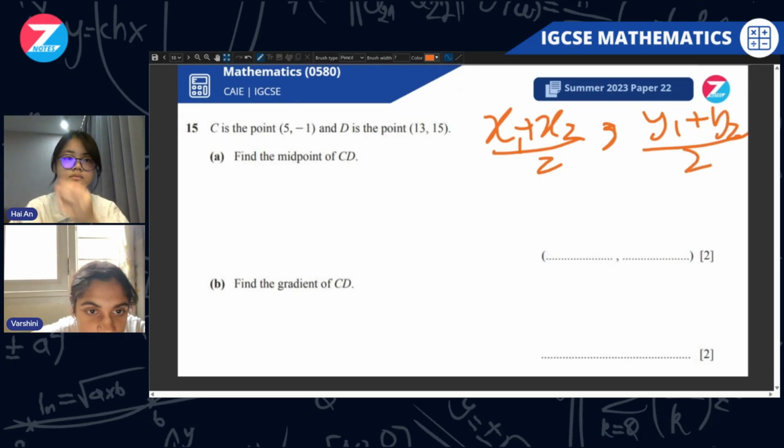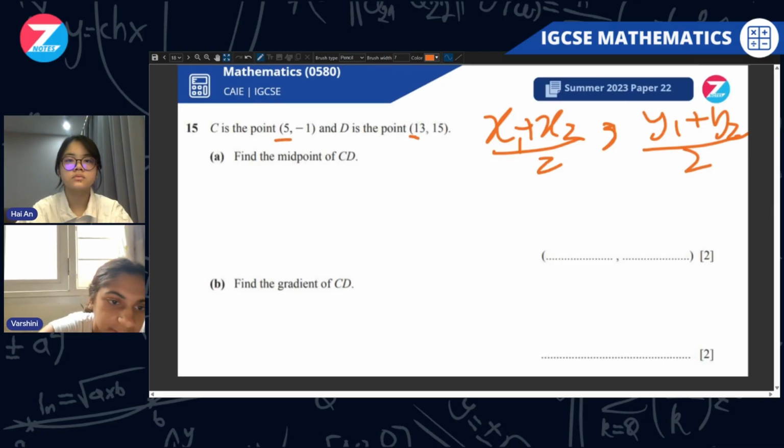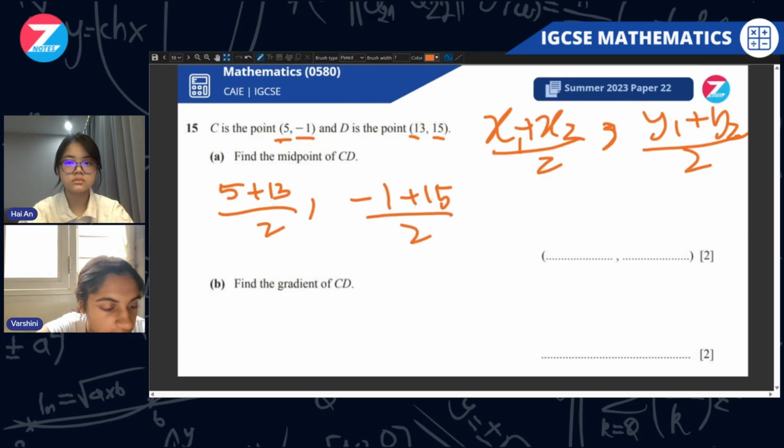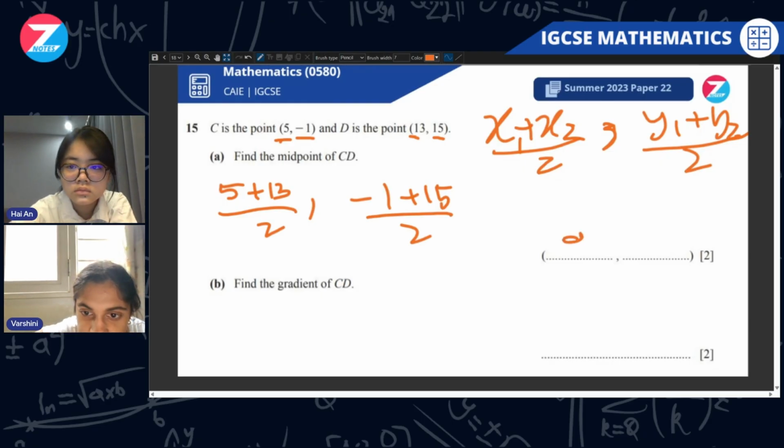So over here we have the two x's, which is 5 and 13. So (5 plus 13) by 2, comma, the y coordinates, which is minus 1 and 15. So since we took 5 as x1, we have to take minus 1 as y1. So (minus 1 plus 15) by 2. And if you put these in your calculator or do them in your head, you should get the point as (9, 7). Oh, sorry, minus 7. Oh, wait, no, it's just 7.